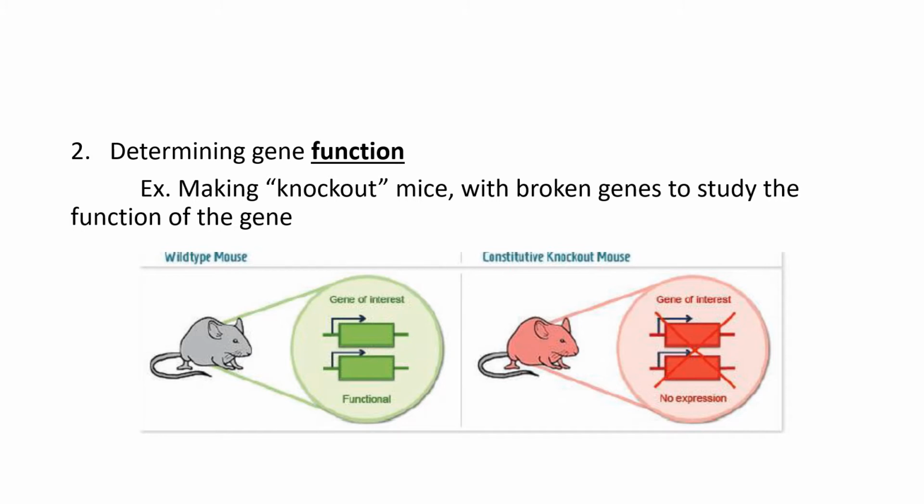And so then that gene is no longer being expressed properly. So this might be the gene to create fur on this mouse, and then this one maybe doesn't have any fur because that gene has been knocked out. And that's how you can tell what the gene does, because if it doesn't work, it doesn't do it anymore.